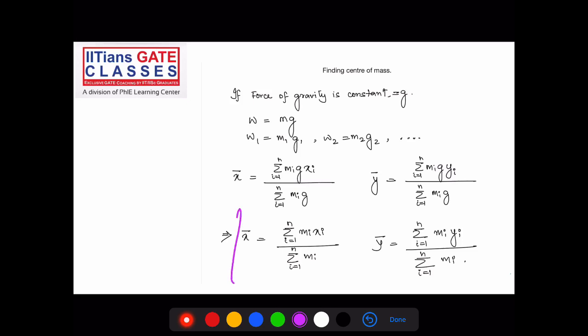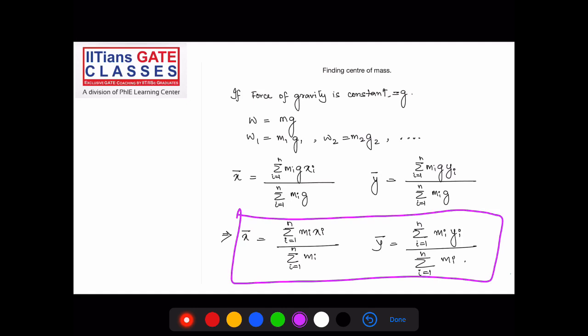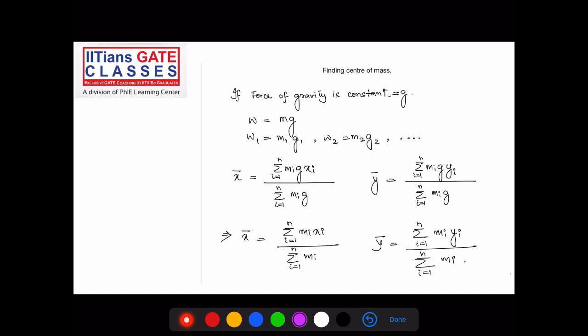So these two formulas will be used to find the x coordinate and y coordinate of the center of mass. This is valid only when the size of the object is small in comparison to Earth. And this is fairly true for all the objects we deal with in engineering, because even if you consider the biggest of the biggest objects, the size of that object will be much smaller than the size of Earth.